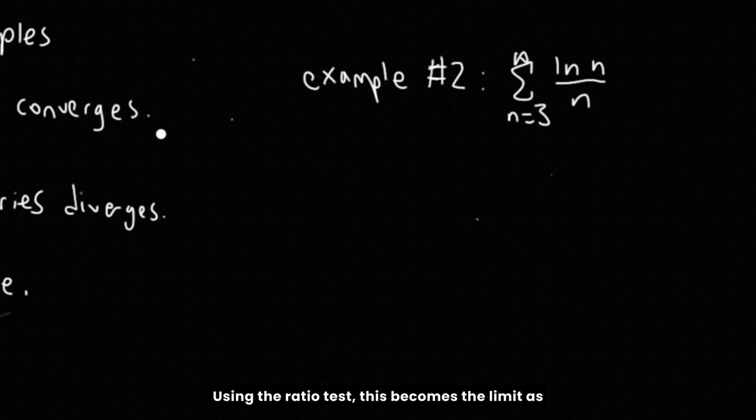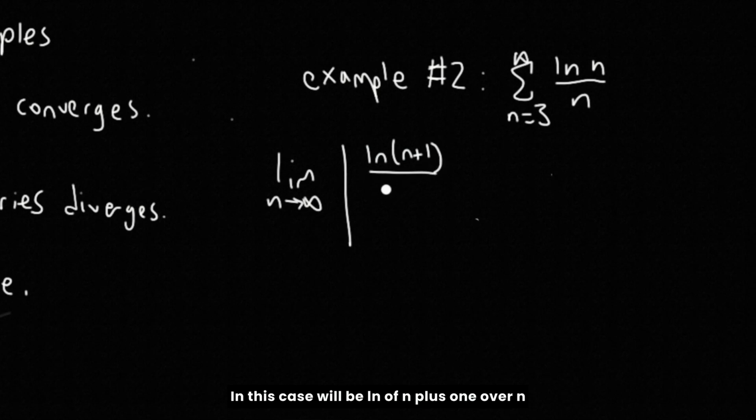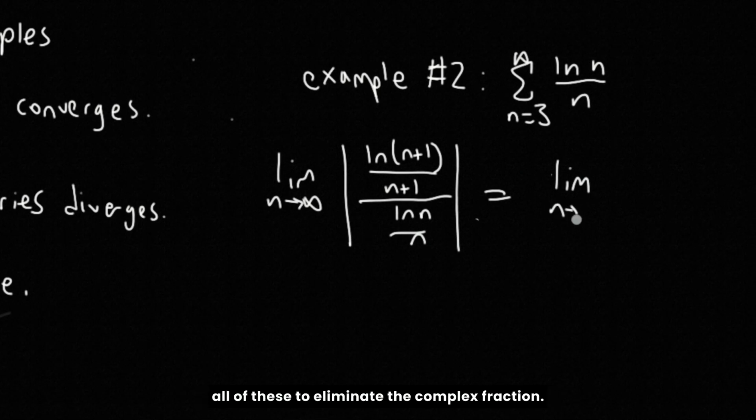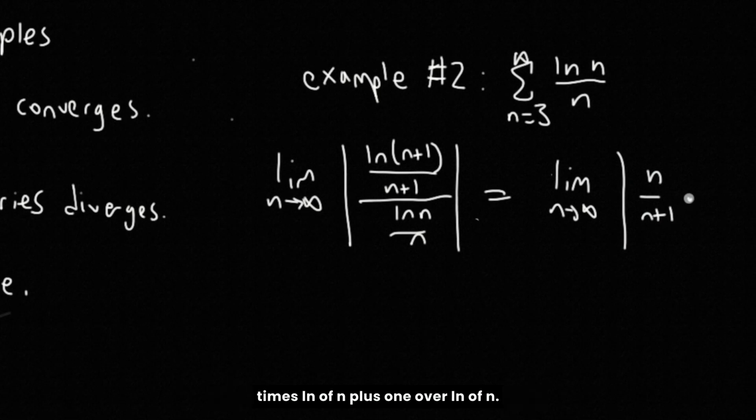Using the ratio test, this becomes the limit as n approaches infinity of a_(n+1), which in this case will be ln of n plus 1 over n plus 1, over the original function, which is ln n over n. We can use basic algebraic manipulation to eliminate the complex fraction. So if we multiply the numerator and the denominator by n over ln n, this becomes n over n plus 1 times ln of n plus 1 over ln of n.